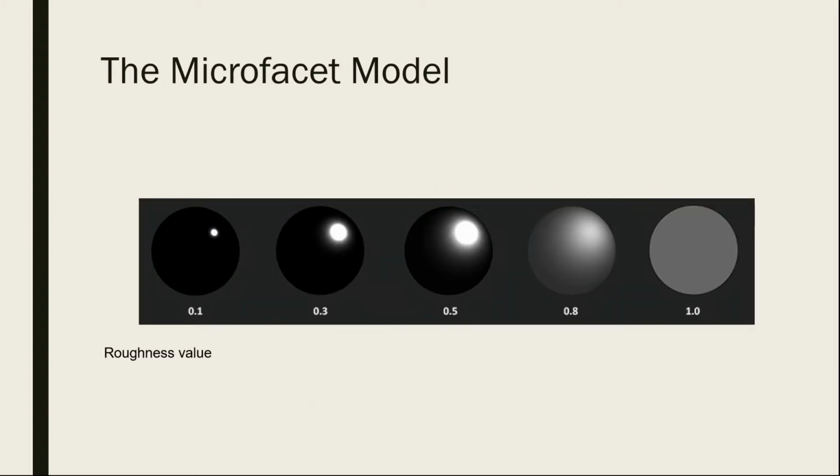And in the picture that shows what I just talked about, the one on the left has a very low roughness value. You can see the area of the reflection is small but sharp. The one on the right has full roughness.